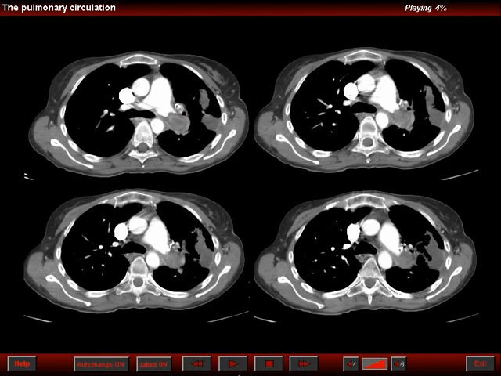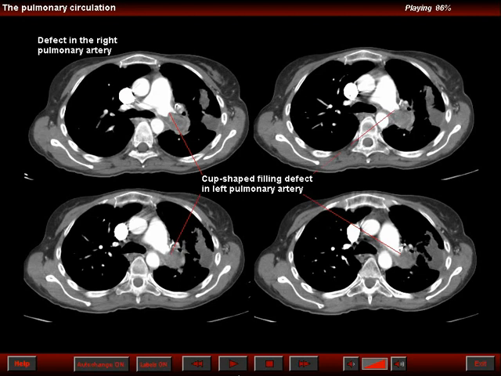CT pulmonary angiogram revealed a cup-shaped defect with a mass that occupied the lumen of the left pulmonary artery. Note also peripheral densities and this patient had a paucity of the pulmonary vasculature throughout the left lung. A faint filling defect is seen in the dorsal wall of the right pulmonary artery.